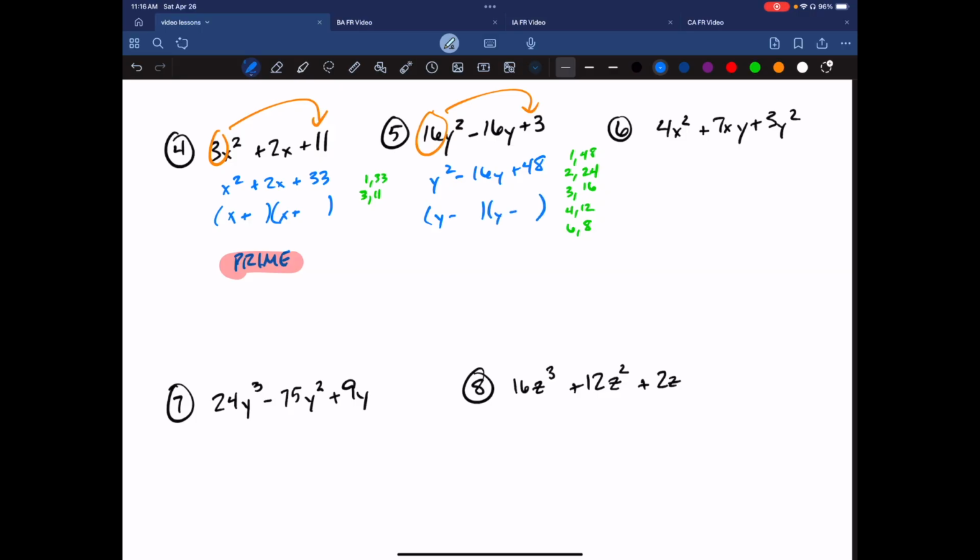Y minus. Right. Second sign is positive, so both are the same as the first. What times what is 48 and adds to 16? So that's going to be 4 and 12. 4 and 12. And I'm going to divide by 16.